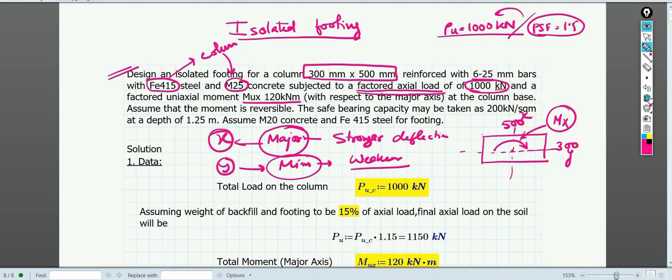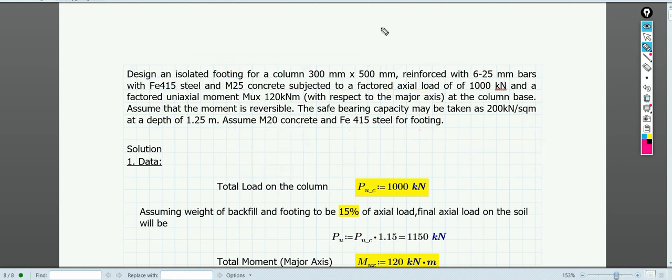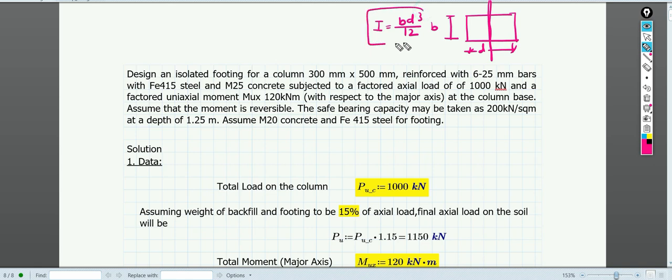And if you ask me how to find out whether it's a stronger axis or a weaker axis for deflection, then you can just find out the moment of inertia. Moment of inertia is what? B D cube by 12. If this is the section, and the section is deflecting about this axis, if this is B, then this will be D, and the moment of inertia will be calculated about whatever axis it is. If I is more, then that particular axis will be stronger.